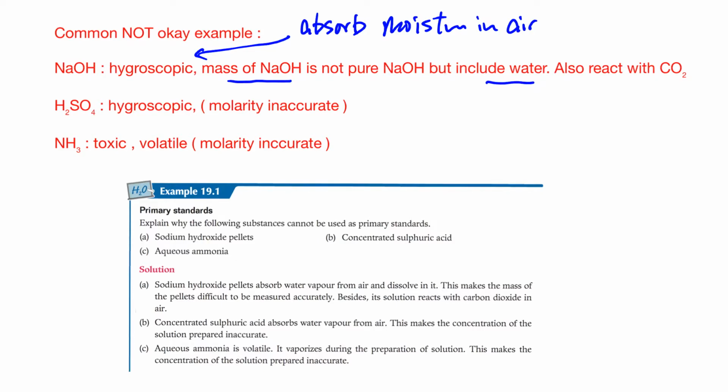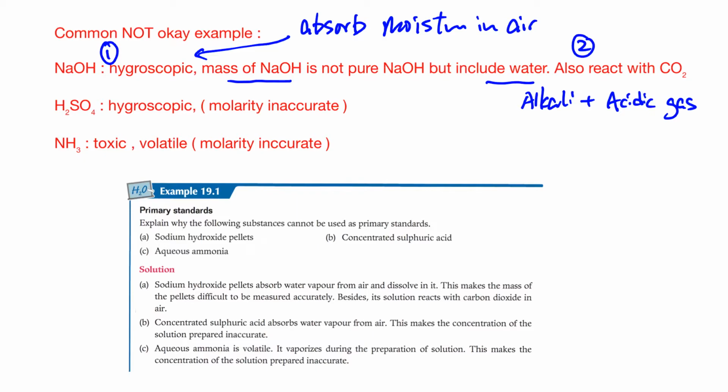Not only is it hygroscopic, but NaOH can also react with carbon dioxide. As you know, sodium hydroxide is alkaline, and carbon dioxide is an acidic gas. So therefore, it may react with the carbon dioxide, so there is neutralization. So the amount of sodium hydroxide we obtain will be less than expected.